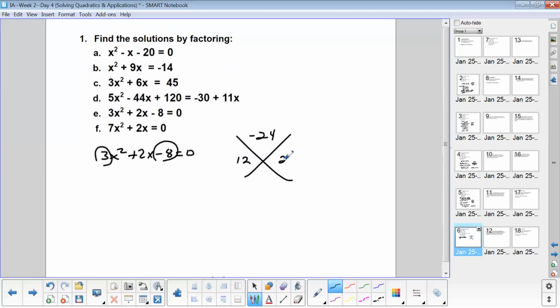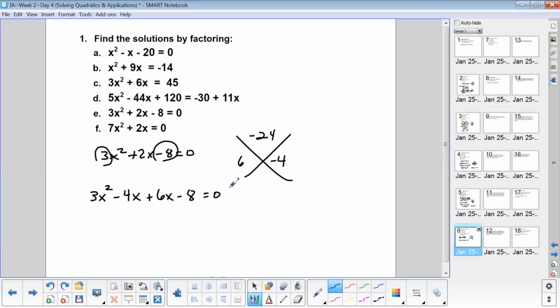12. No, sorry. 6 and 4. And that will be negative, and this one will be positive. So A is not 1, so I need to rewrite the first term and then fill in this middle term with these two. So I'm going to write the negative 4x first, then the positive 6x, then minus 8.